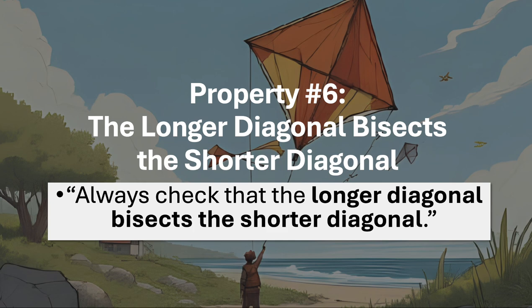Property number six. When Alex realized the long stick cut the shorter one exactly in half, that's why the kite weight was properly distributed. Always check that the longer diagonal bisects the shorter diagonal. And that leads us to property number six. And this will help us solve for missing lengths in geometry problems.